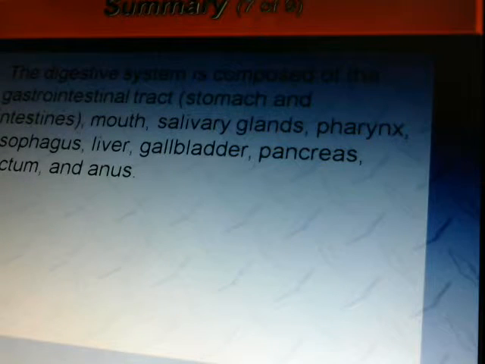The digestive system is composed of the gastrointestinal tract, the stomach and the intestines, the mouth, your salivary glands, your pharynx, your esophagus, your liver, your gallbladder, your pancreas, your rectum, and your anus.